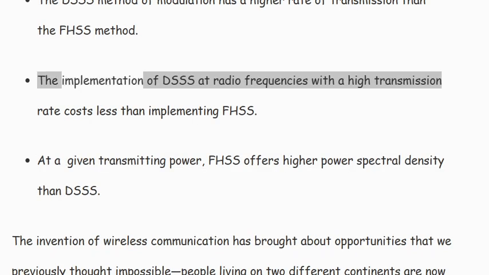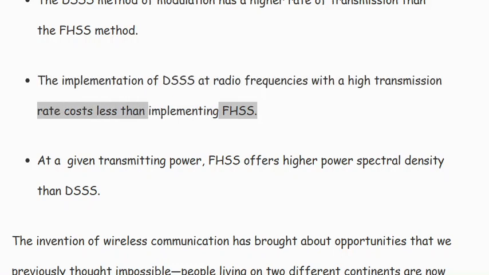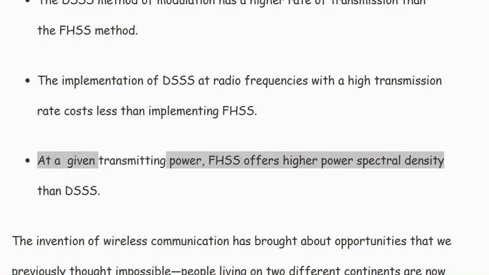The implementation of DSSS at radio frequencies with a high transmission rate costs less than implementing FHSS. At a given transmitting power, FHSS offers higher power spectral density than DSSS.